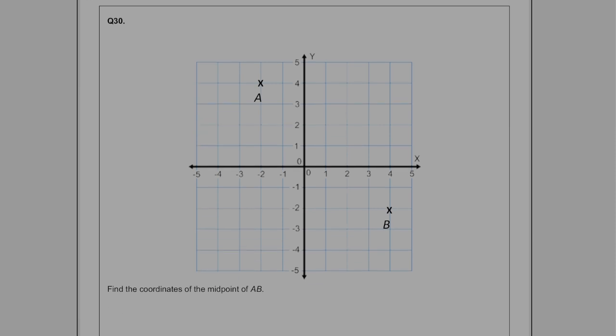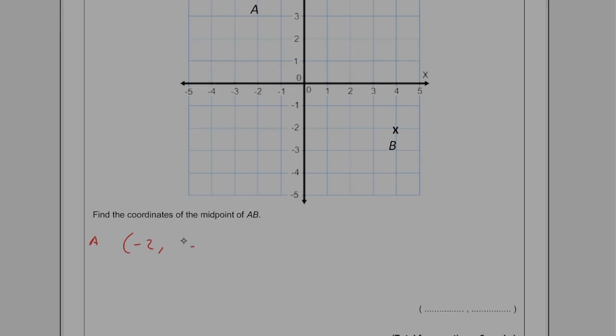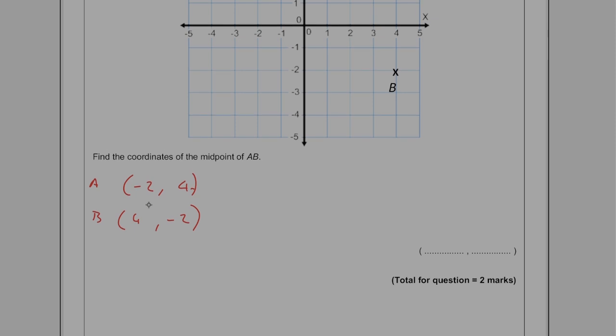Okay, question 30. So we've got to find the coordinates of the midpoint. We can do this by drawing it. I'm going to do it slightly differently, and I'm just going to write the 2 coordinates down. So A is at -2, 4, and then B is at 4, -2. So the midpoint is going to be add the 2 coordinates together and divide by 2.